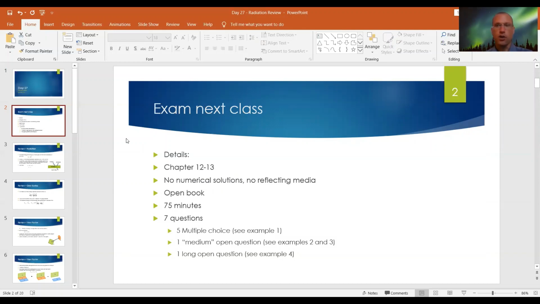As usual, it is open book. Again, you're going to need a few graphs. There are those tables involving the wavelength relationships, and the graphs and equations for the view factors that might come in handy. As usual, it's 75 minutes. There'll be fewer questions this time though.